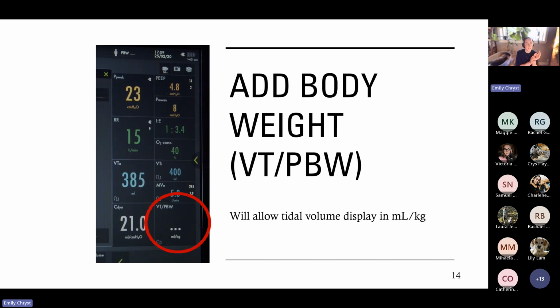One thing that I want to point out is that we do have to add in our patient's body weight by clicking on this VT-PBW button. So this is tidal volume per patient body weight. This allows our tidal volume display in mils per kg. That can be very helpful because oftentimes when we're ventilating, we're looking at specific targets like between 8 to 12 mils per kg. And it just makes it a lot easier so you don't have to calculate it out. Because of course it's going to give you the raw tidal volume here, but having to calculate that out every time you're looking at tidal volume in mils per kg can be a little bit cumbersome. So this ventilator will do it. We just have to make sure that we're entering the patient body weight.